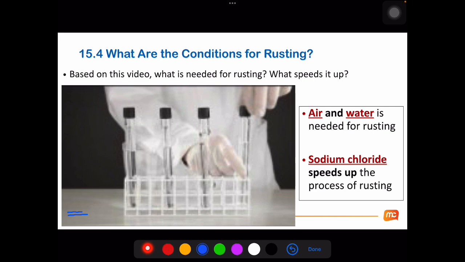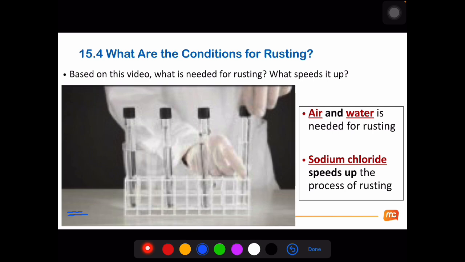Alright, so as you can see from the video itself, this is a good experiment that shows you that both air and water are needed for rusting. A lot of times students just thought that with water, rust will happen, but without air, as you can see from some of the test tubes here, the reaction actually doesn't happen. Likewise, without water, just with air, the reaction also doesn't happen.